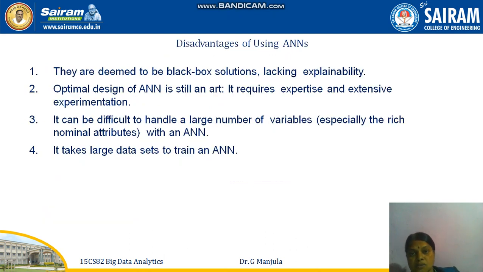Now we will study the disadvantages of using ANN. They are deemed to be black box solutions. They are lacking in explainability because they learn from examples automatically, so the explanation or description will be less. They are always called black box solutions. Optimal design of ANN is still an art. It requires expertise and extensive experimentation.